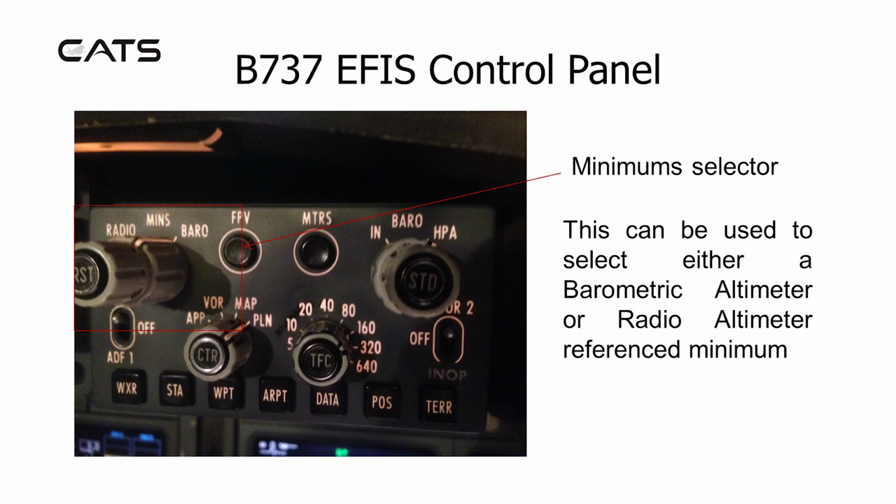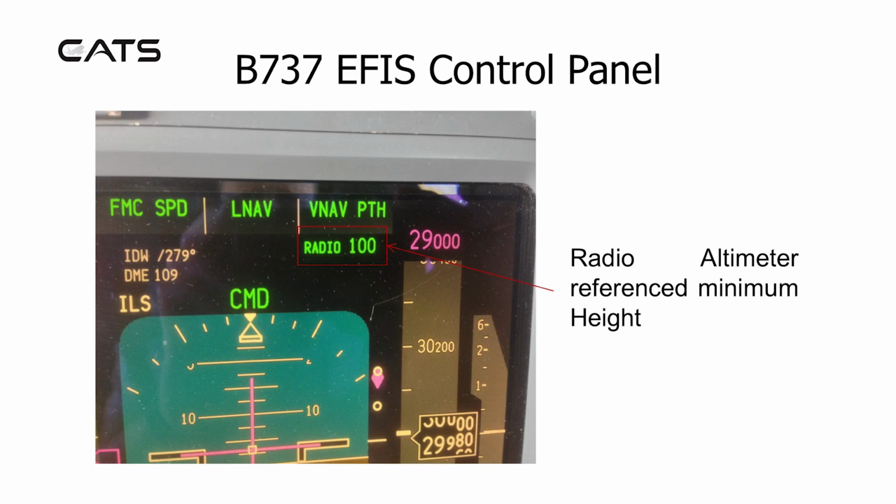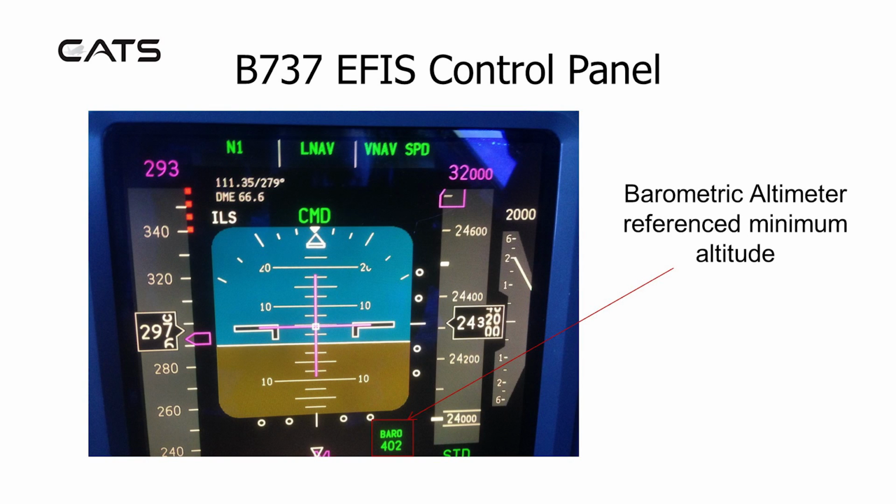EFIS control panel. This shows the minimum selector. This can be used to select either a barometric altimeter or radio altimeter reference minimum. Here, radio altimeter is referenced as the minimum height. And here, barometric altimeter is referenced as minimum altitude.